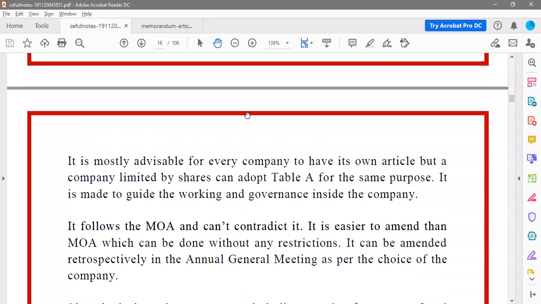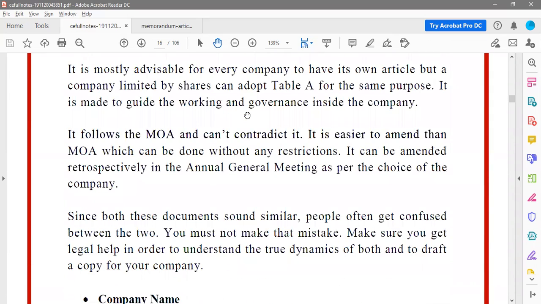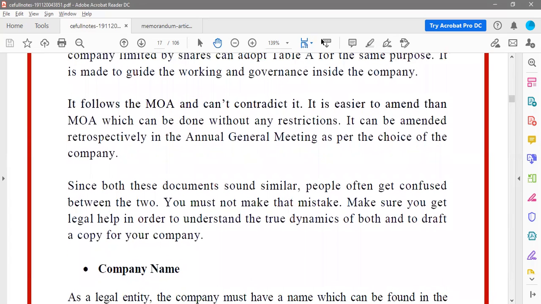So that is why AOA has many points to be considered. If at all they don't want to follow AOA, then a company limited by shares can adopt Table A. Now Table A is just a format which is given in the Companies Act. So if they follow this Table A, then also it is okay according to the Companies Act. It is just like a guideline.